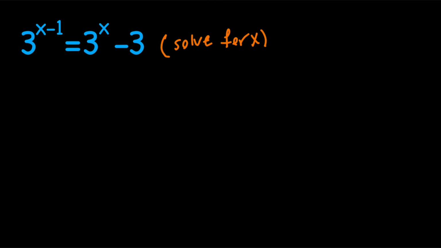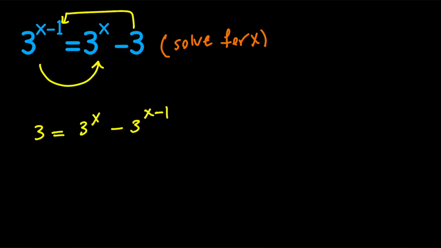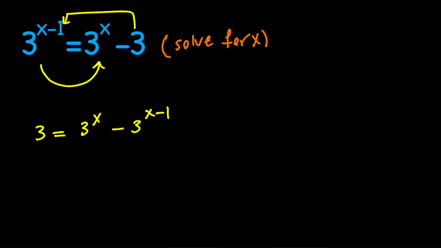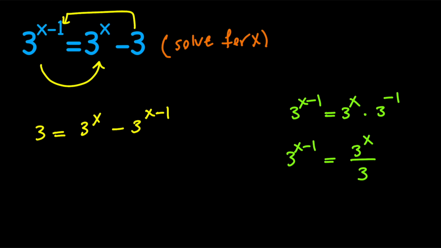To do that, first of all, we need to move this to the left-hand side and move this to the right-hand side. So we're going to have 3 equals 3 to the power of x minus 3 to the power of x minus 1. Now notice that 3 to the power of x minus 1 is equal to 3 to the power of x multiplied by 3 to the power of negative 1. Now since 3 to the power of negative 1 is 1/3, this equals 3 to the x divided by 3. Therefore, our equation is going to be 3 equals 3 to the power of x minus 3 to the power of x divided by 3.